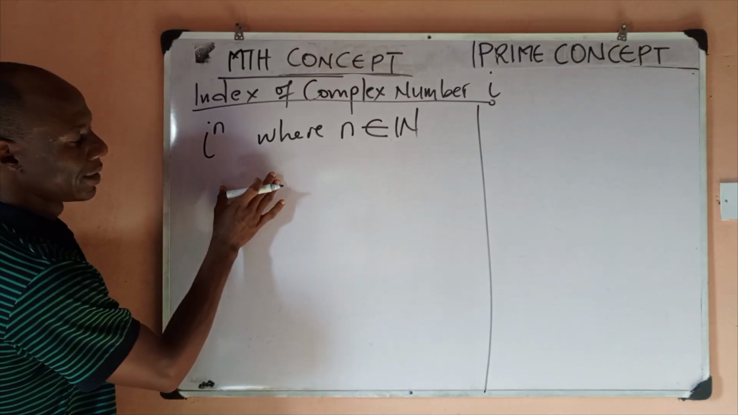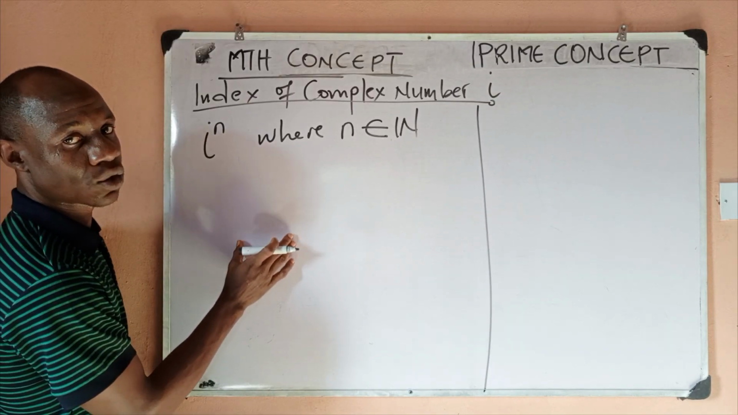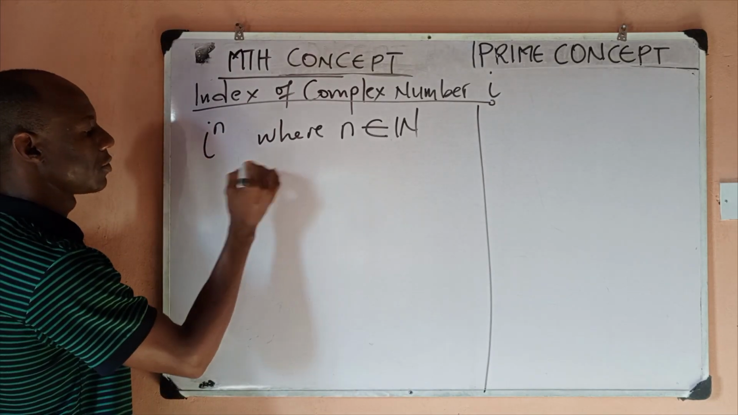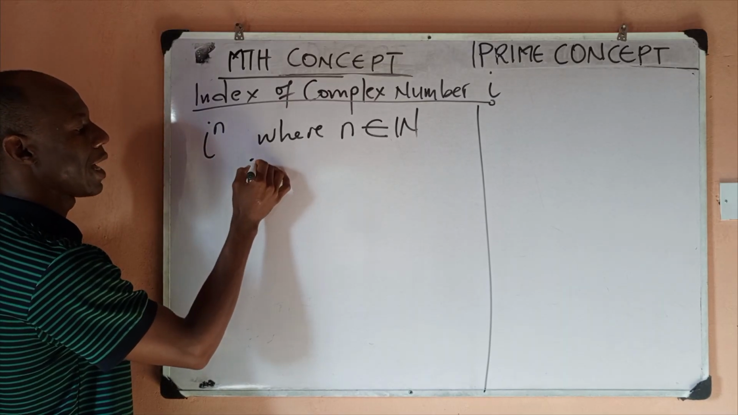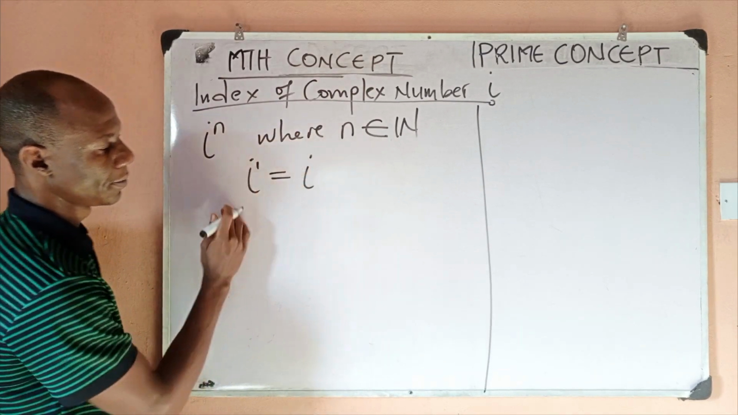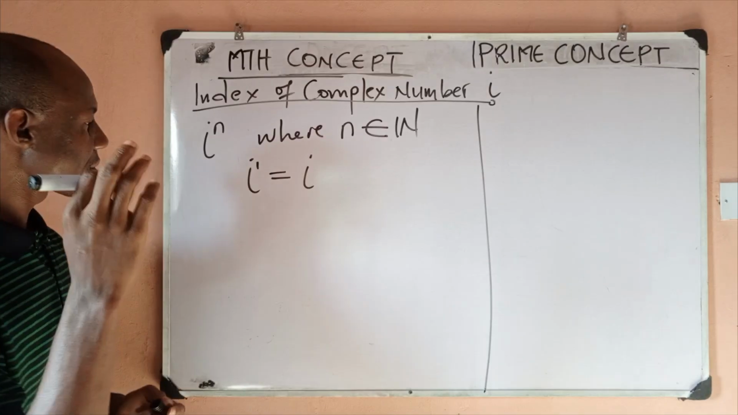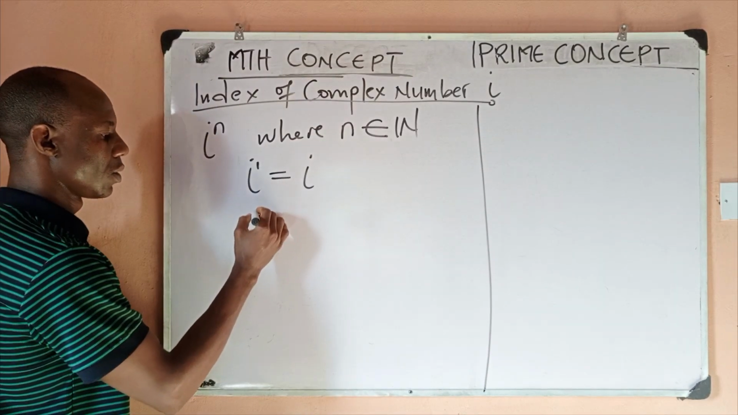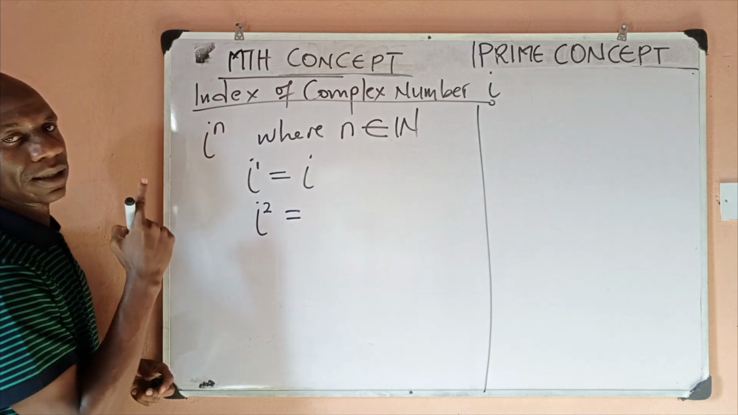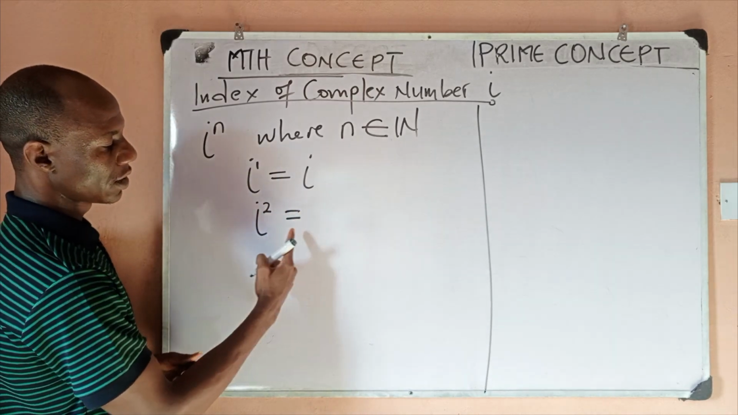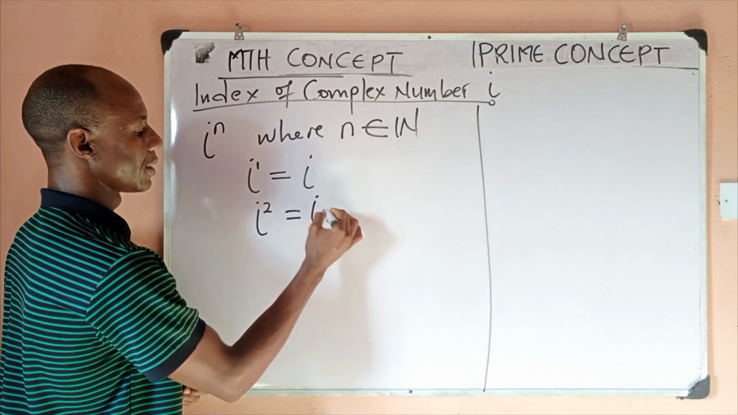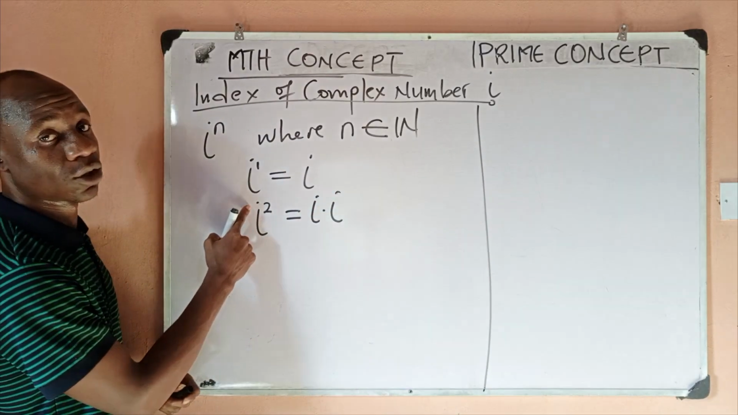Now, very quickly, we want to first lay a background for this. There are certain powers we need to already know. First, i to power 1 is the same thing as i. This is very obvious. Secondly, i to power 2 is equal to what? Minus 1. Let's quickly show how it becomes minus 1. So I have i times i. That is what i to power 2 means.